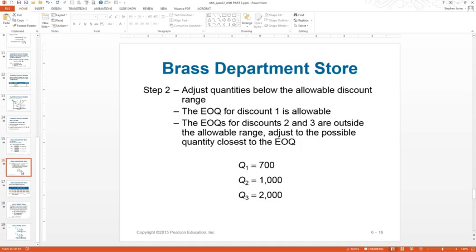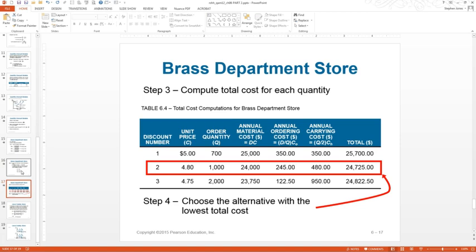So you say, okay, let's factor that in, and then let's take a look at what our total cost is going to be. Your total cost is going to include the unit price, how many you ordered, what your annual material costs are, ordering costs, and carrying costs. The material cost here is your annual demand times your unit price. If you order without discounts at the 700 level, it's going to cost you $25,000 in material costs. 4.80 is going to be $24,000, and 4.75 is going to be $23,750.